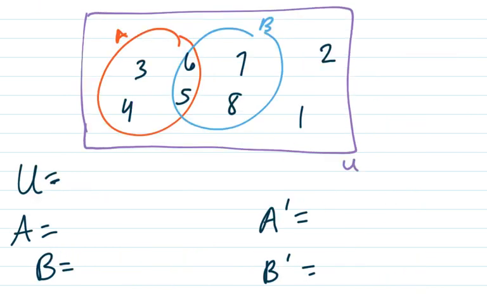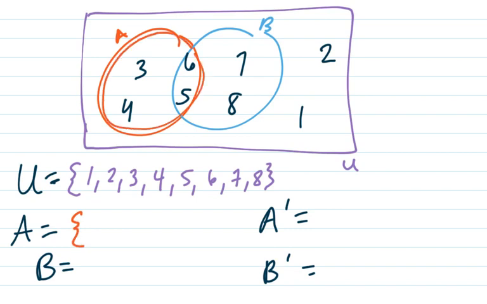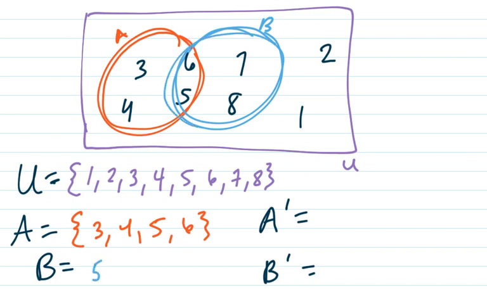We have another example here. Again, the universal set is all the numbers within the rectangular box. So the universal set is going to contain the elements 1, 2, 3, 4, 5, 6, 7, and 8. The set A contains everything in that red circle. So that's going to be 3, 4, 5, and 6. B is going to be everything contained in the blue circle. So that's going to be 5, 6, 7, and 8. Again, the order doesn't matter. I could have written 7, 8, 5, 6. It doesn't matter as long as you contain all of the elements in your set.